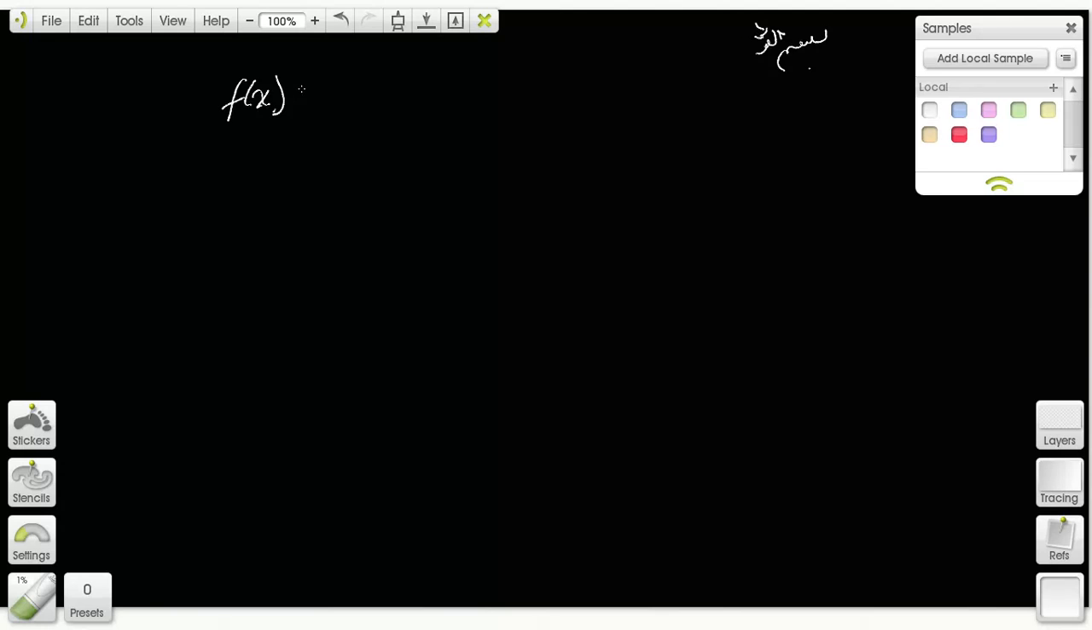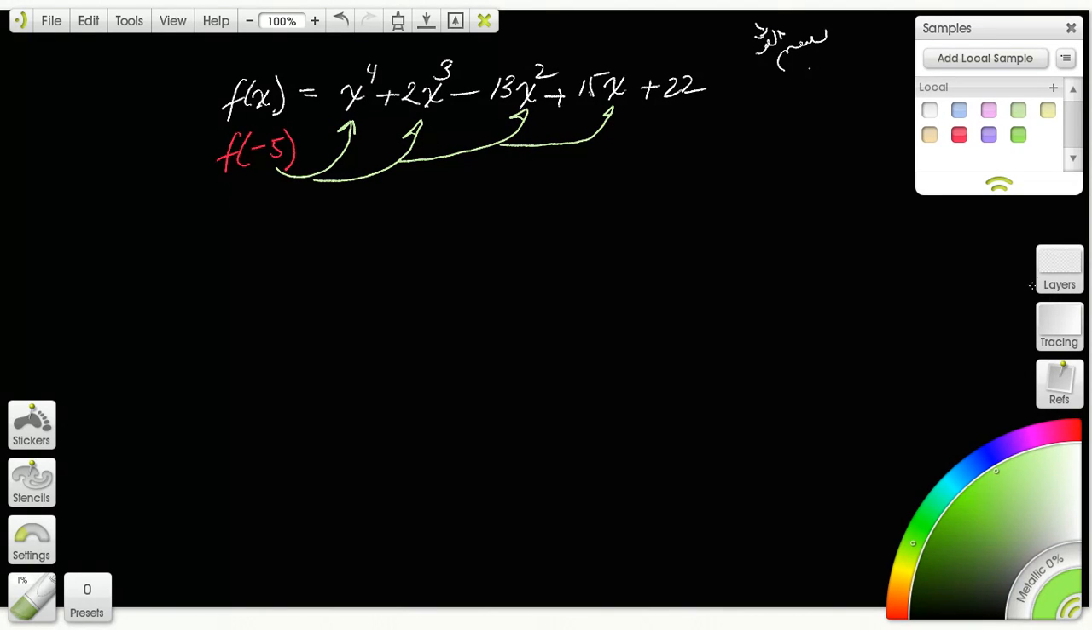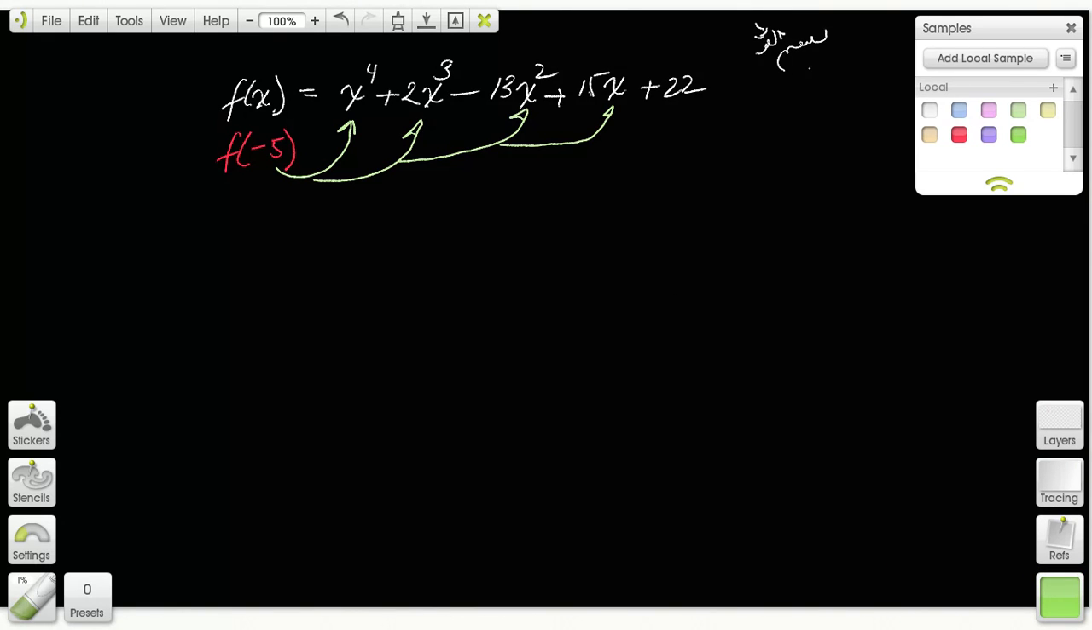What if the function was this? f of x equals x to the 4th plus 2x cubed minus 13x squared plus 15x plus 22. And I asked you to do f of negative 5. That's going to be a bit of a beast, right? Because then we have to substitute that over here and over here and over here and over here, right? So it's going to be kind of challenging. So that's where synthetic substitution is very helpful.